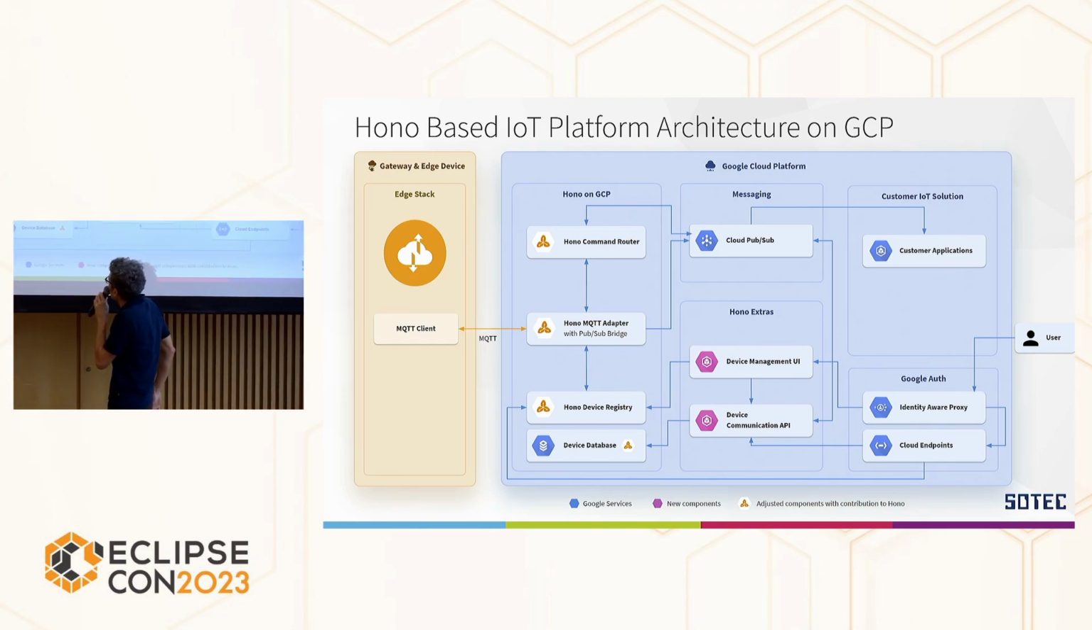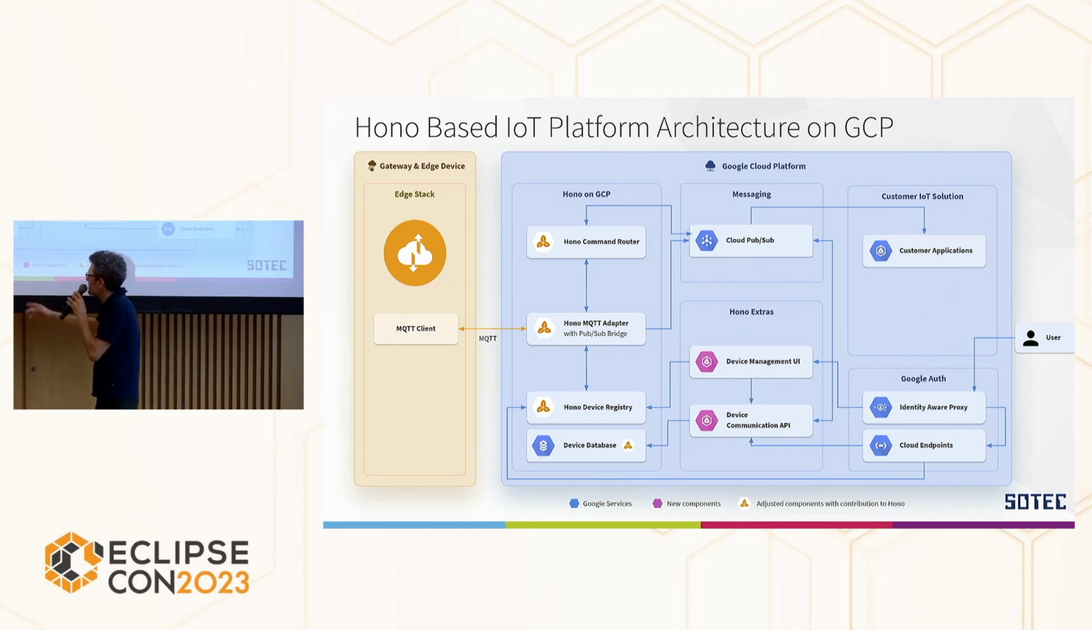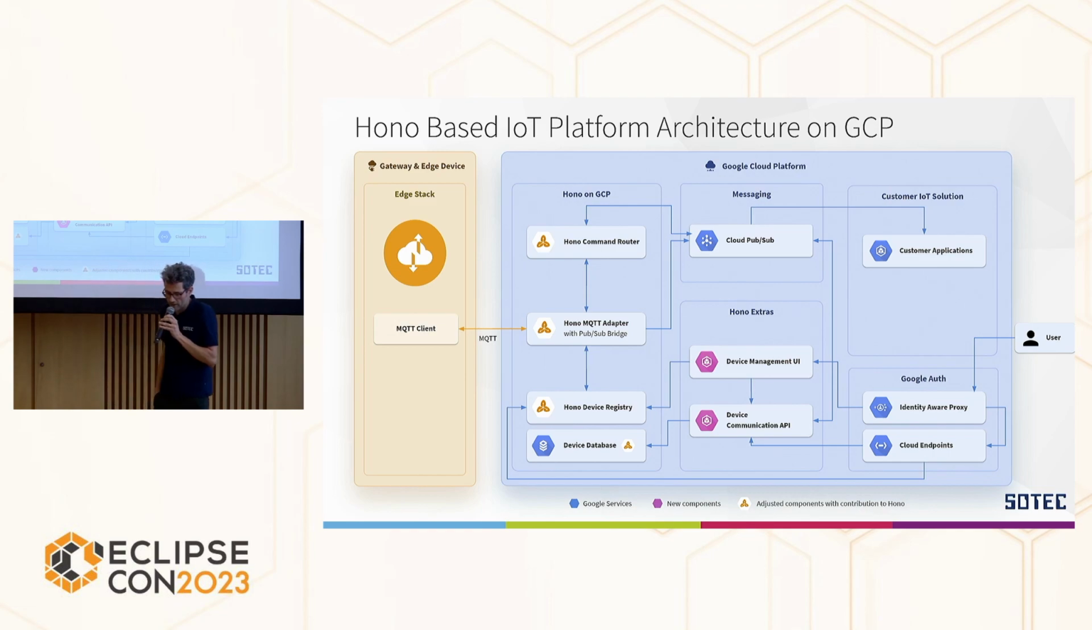And then you have the command router and the device registry. To all of them we contributed changes. As device database, we use here a relational database. So the standard is MongoDB, but we use here Cloud SQL from Google. And then here on the messaging layer, we are using, as I said, Cloud PubSub. And this is the way messages also get transferred to the customer applications.